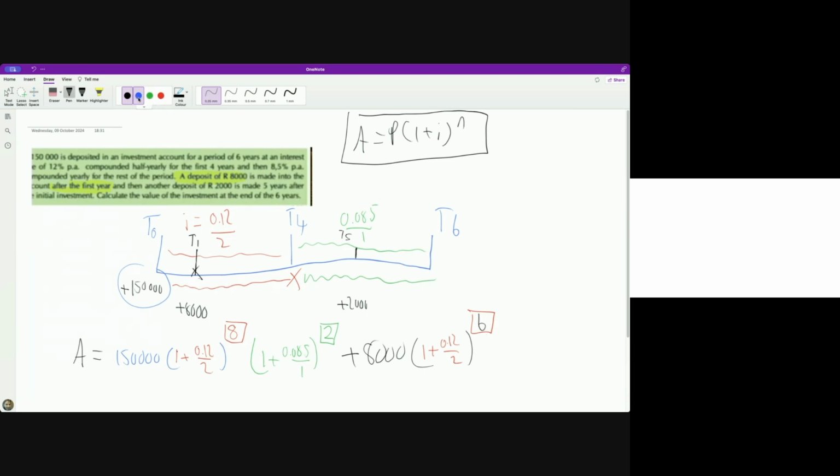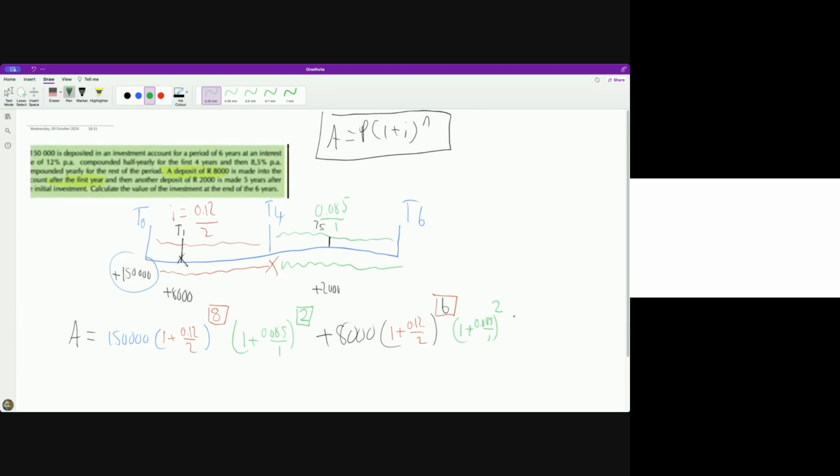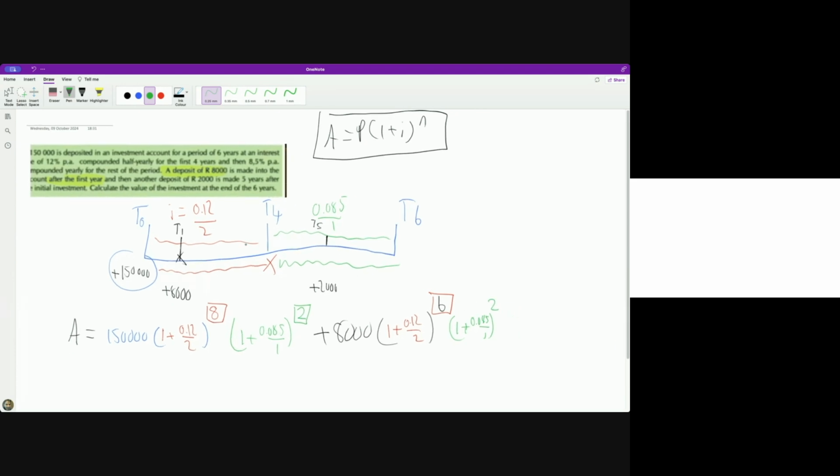Then after that, it has to keep growing for 2 more years. And the interest rate is still going to be that, but it's got 2 more years to grow. And so it has to grow for those 2 years. So it started here and it grew, and then it grew for 2 more years.